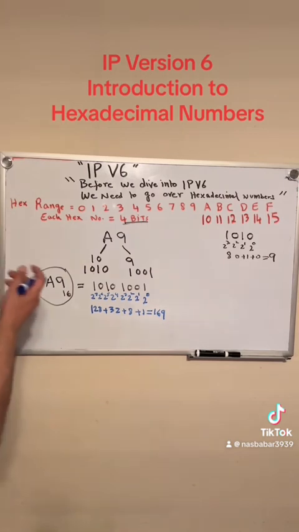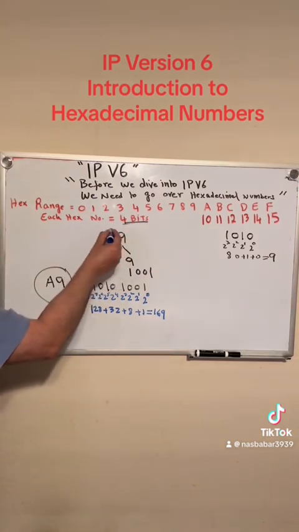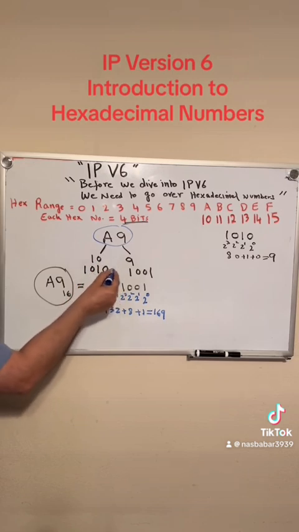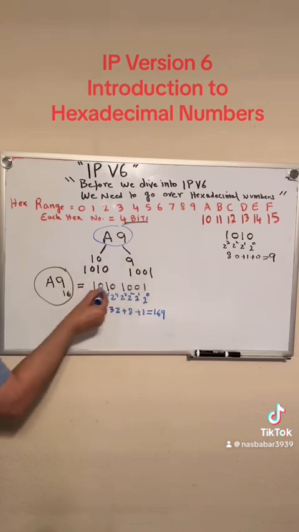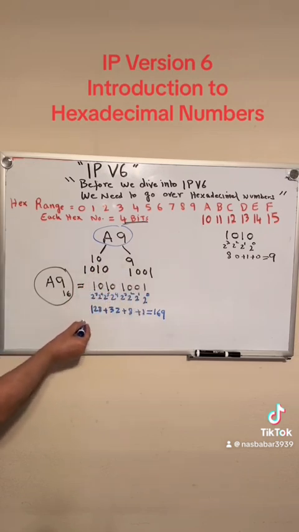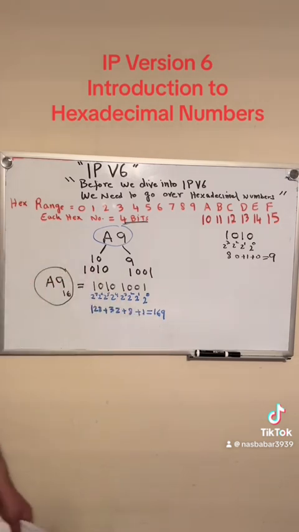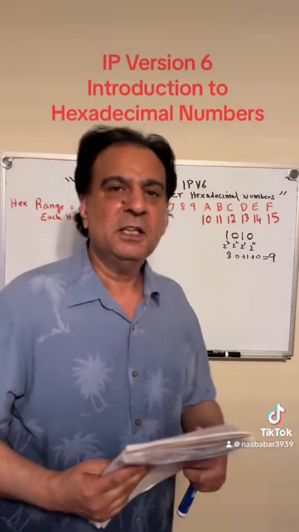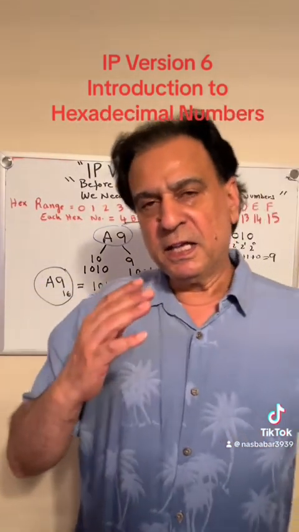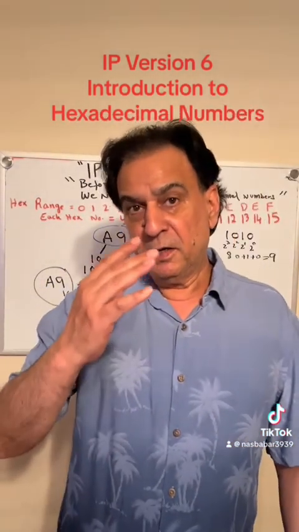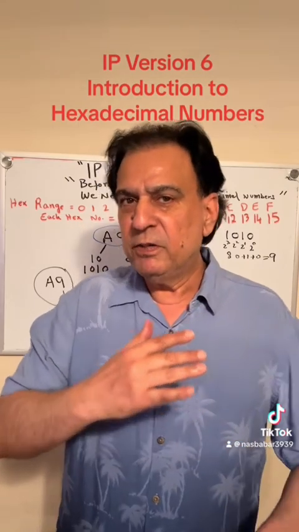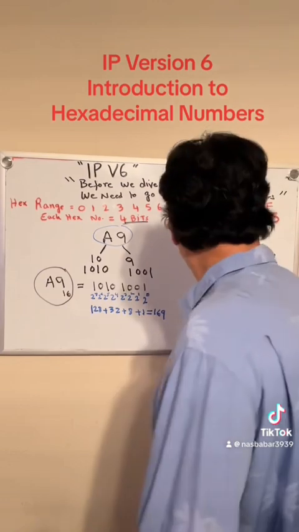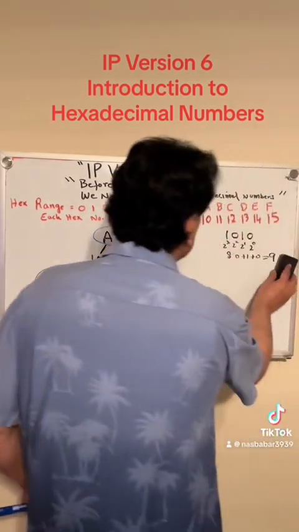So we started off with the hexadecimal number right here. We converted that into a binary number right here. Then we converted that binary number into a decimal number. So now what we want to do is test and see, if we convert the hexadecimal number directly into a decimal number, whether we get the same answer as we got in the case of binary numbers. So let's go ahead and look at that.